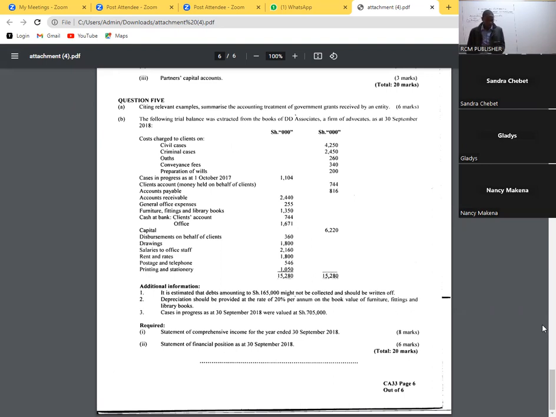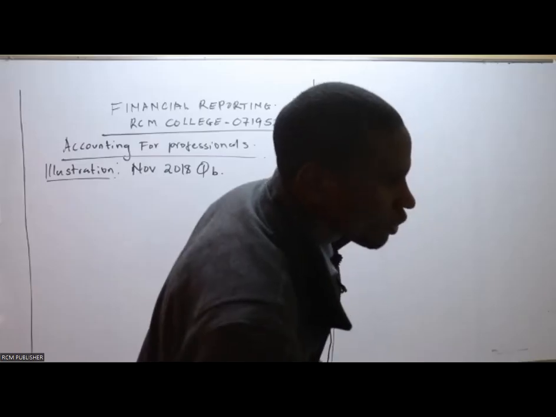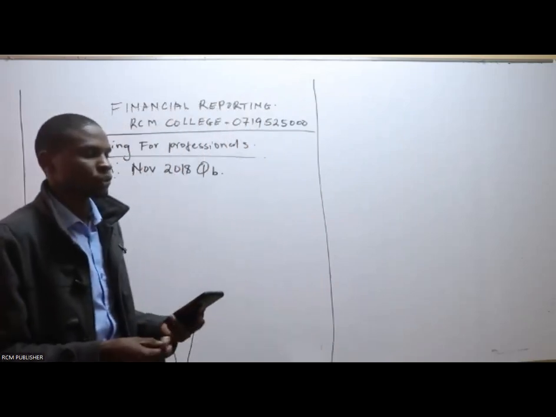So we are required to, one, come up with a statement of comprehensive income for the year ended September 2018. Two, a statement of financial position as at 30th September 2018. You can see there, marks allocated. So I presume that everyone now has the question. This is the question that we are doing, part B. They want us to get the solution to that question. Solution.